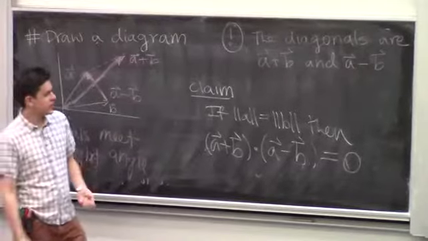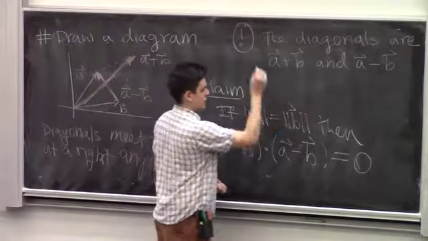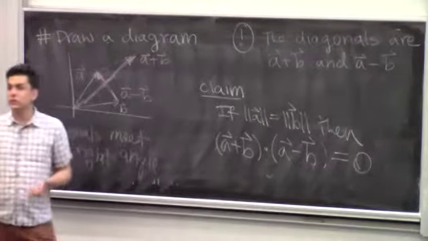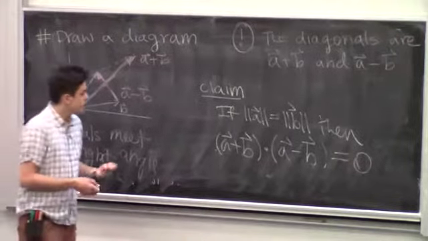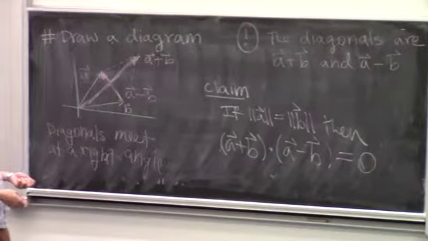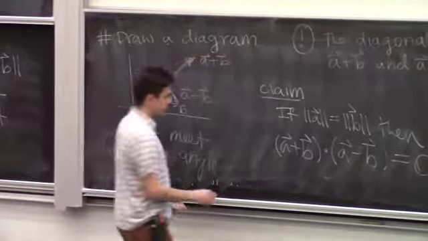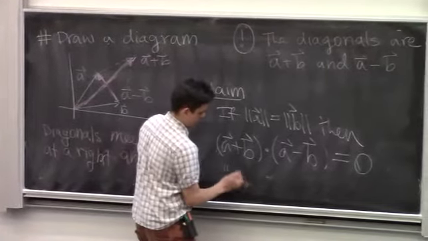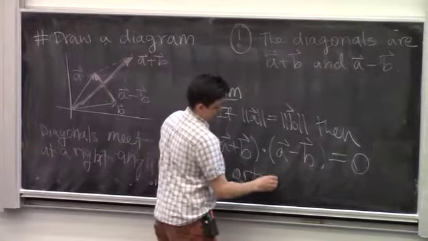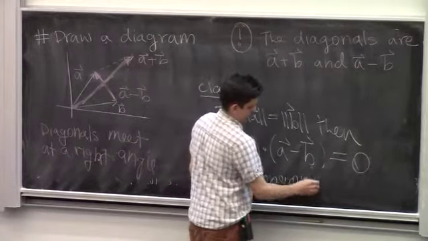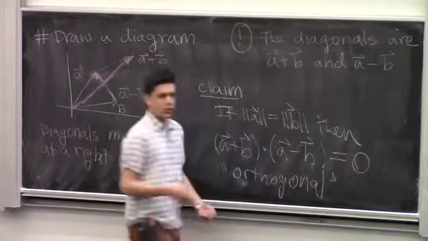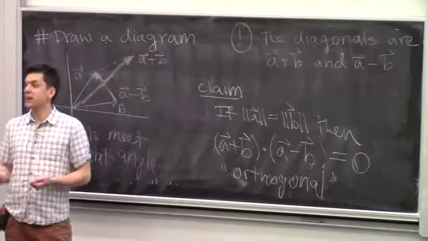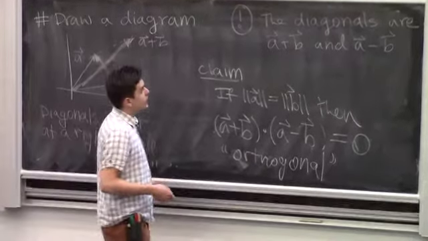that if these lengths are equal, then the dot product must be 0. This is our way of saying orthogonal, or at a right angle.